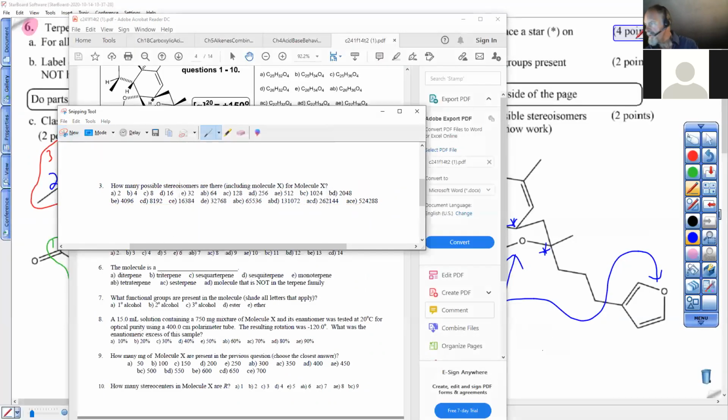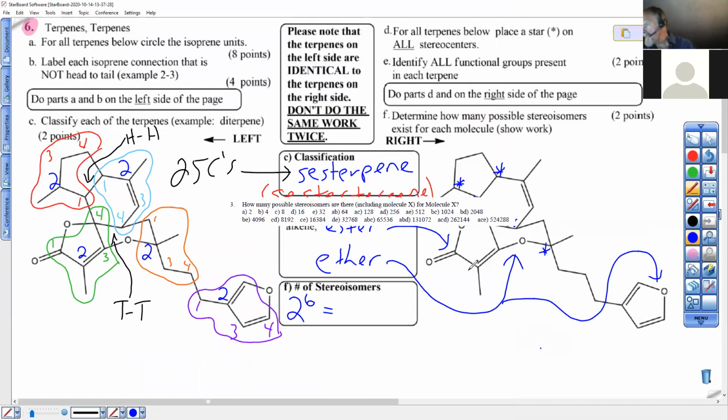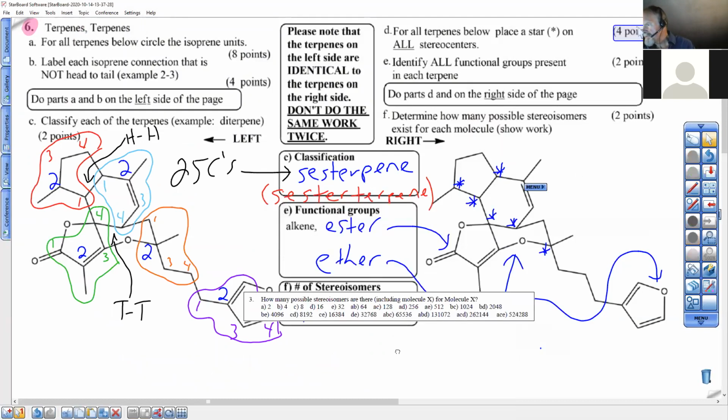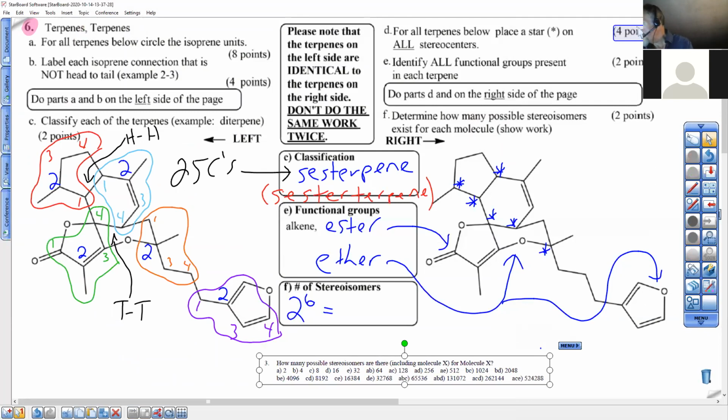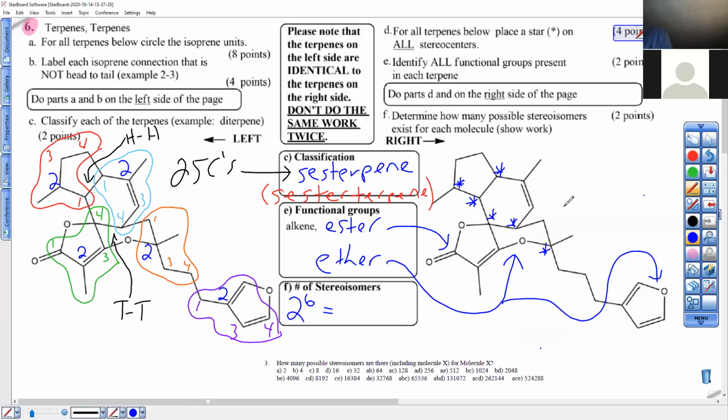I'm going to copy it over here. I'm going to go and pick the 6th answer. The 6th answer is 2 to the power of 6. There's 2 to the power of 1, 2, 3, 4, 5, 6. So if you have that one's actually not too bad. You could do that on your own, but if you had like 12 stereo centers, I don't want to figure that out. Okay. Remember, probably your question 3 again. Maybe your question 2. Just look for the how many possible stereoisomers question is.